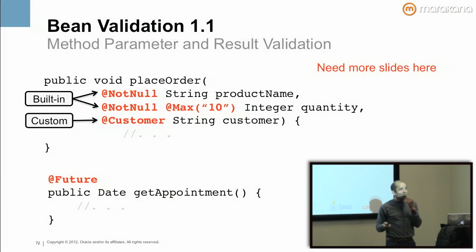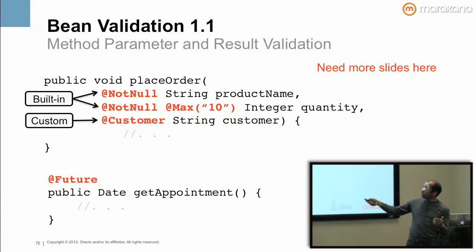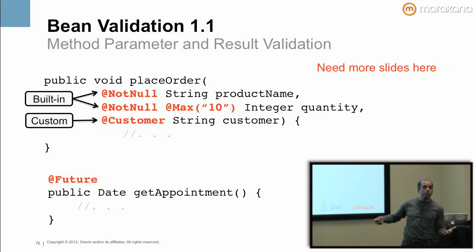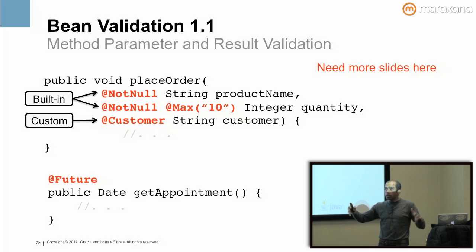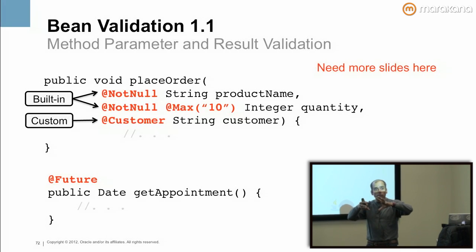Now, one of the points that I want to highlight here is these constraints, for example, not null, max, those are built in. But you can define your custom constraint here. For example, here I'm using @customer. I want this customer to be of a specific type, and I have my own constraints around it. So instead of putting @not null, @max, @this, @that, I can put all the constraints together in my simple class.